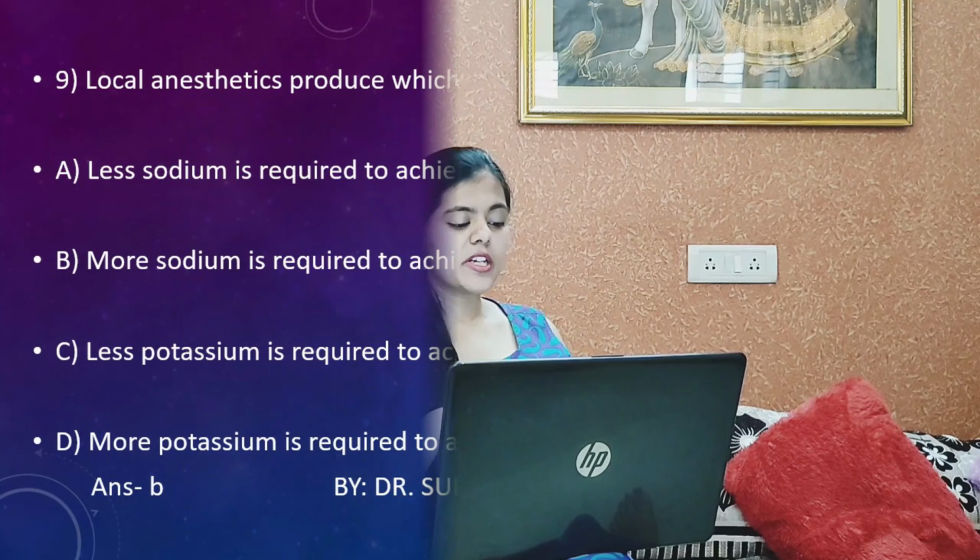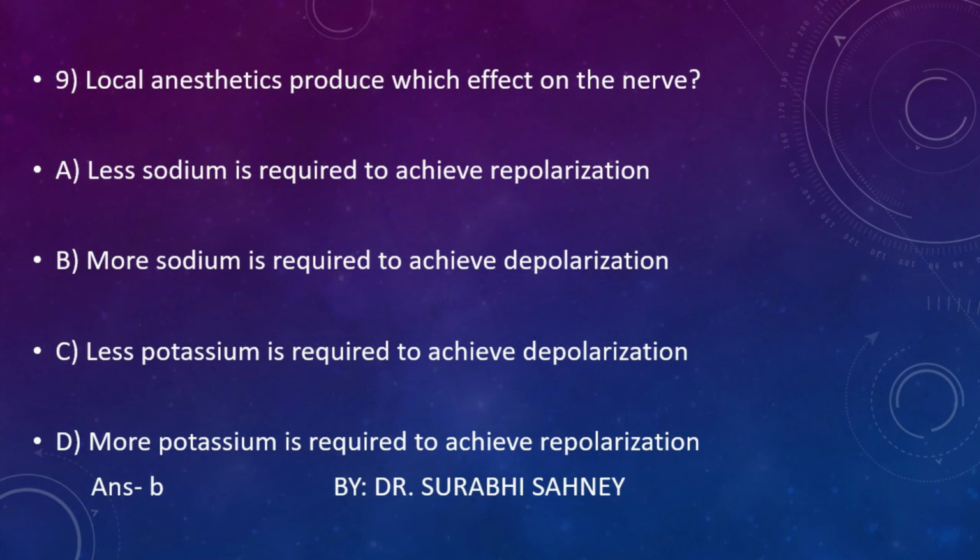Begin with the next question. Here it goes on your screen. Local anesthetics produce which effect on the nerve membrane? A, less sodium is required to achieve repolarization. Option B, more sodium is required to achieve depolarization.